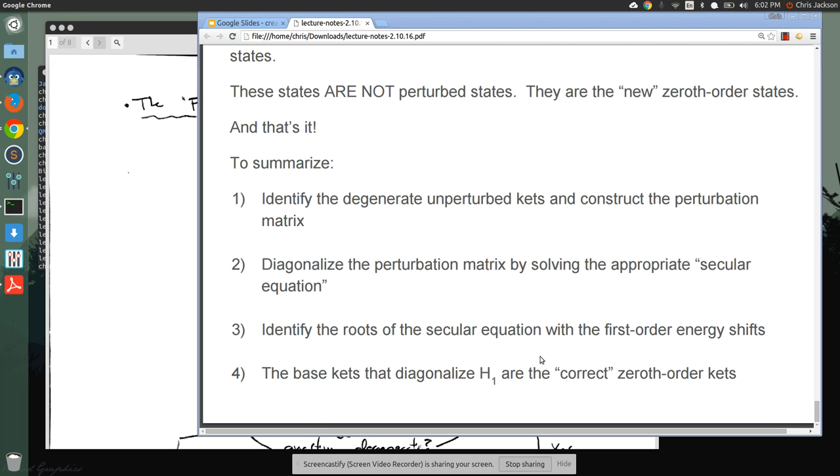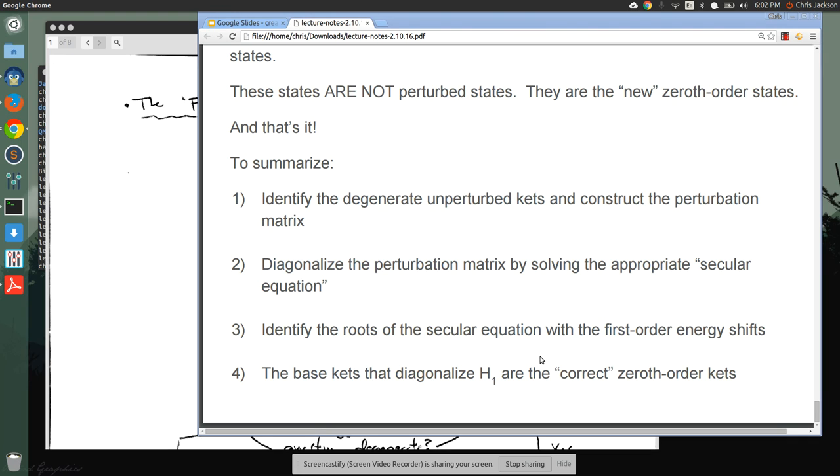So you diagonalize that matrix, right? And you diagonalize it just like you would when you're solving for eigenvalues. In this case, it's called the secular equation, but it's the same idea. So you diagonalize the matrix, you find the eigenvalues, plug those back in, and get your new eigenkets, right?